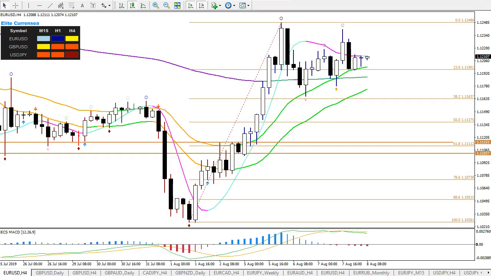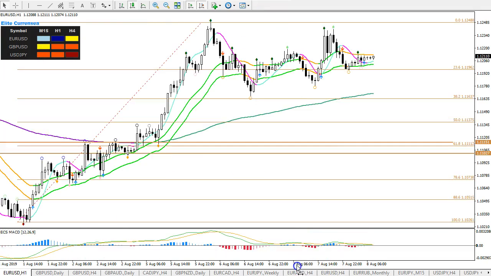So otherwise, let's move over to the pound dollar. On the 1-hour chart, it looks like momentum, ABC, momentum flag for the moment. But I really need to see price break through the support to confirm that. Otherwise, the moving averages are still aligned to the upside.